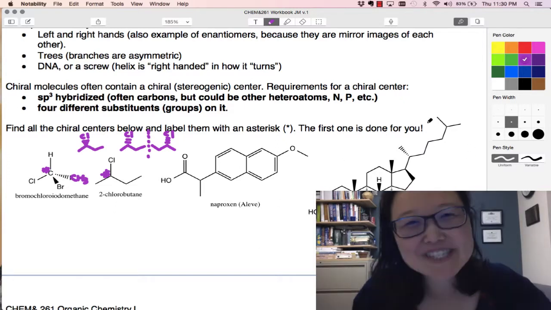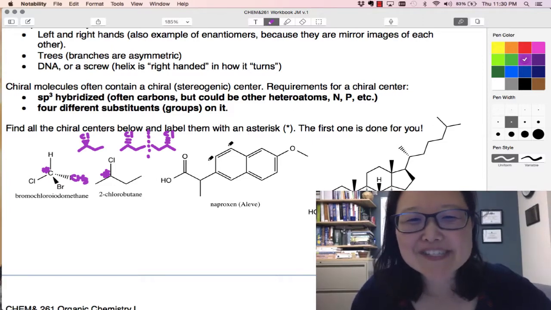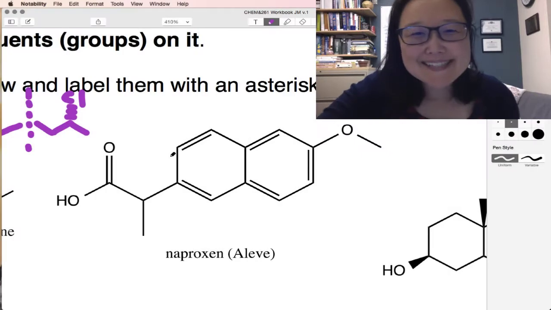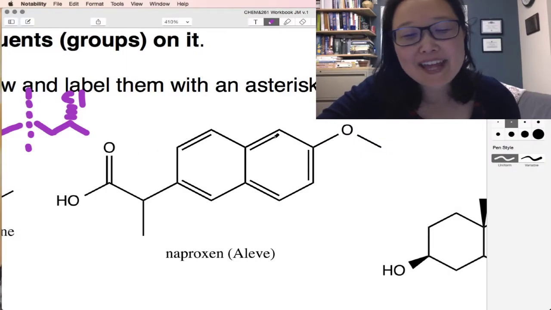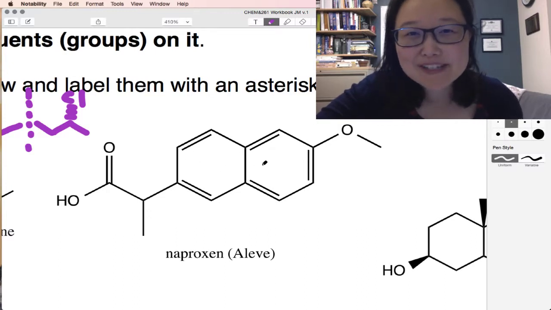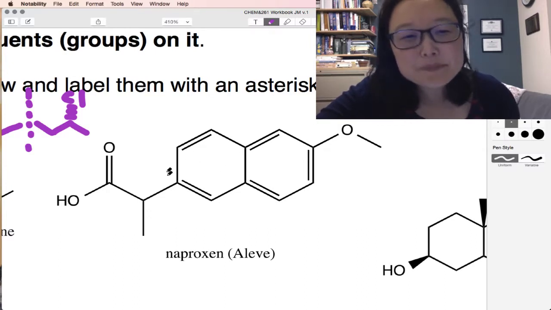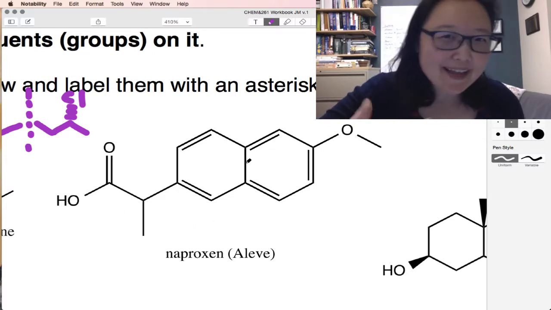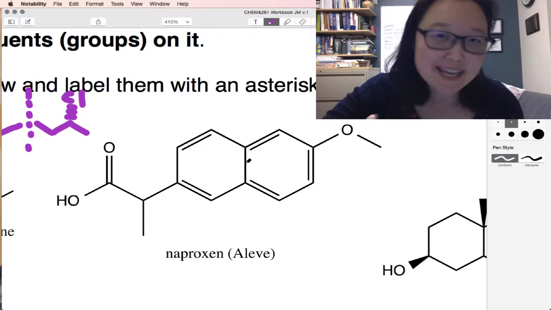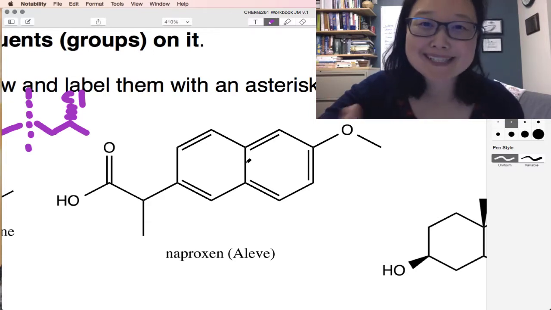When you find a chiral center, go ahead and put a little asterisk on that carbon. Okay. All right, guys, this molecule is naproxen, which is also called Aleve. It's an anti-inflammatory drug. It's really interesting. You'll see a lot of drugs that have a lot of stereochemistry, and that, again, goes back to that strong connection between 3D and how our bodies work with 3D molecules.